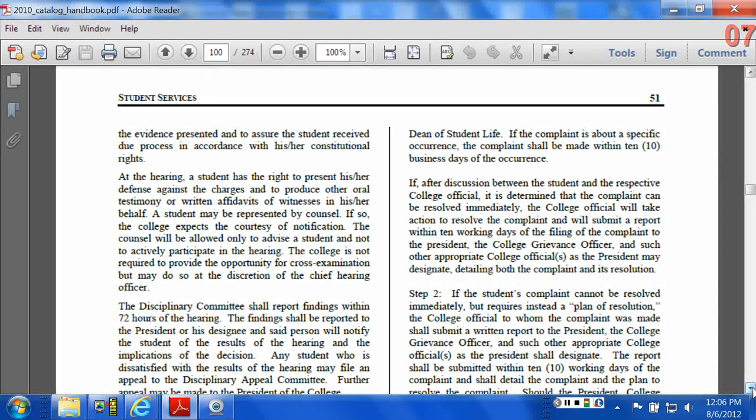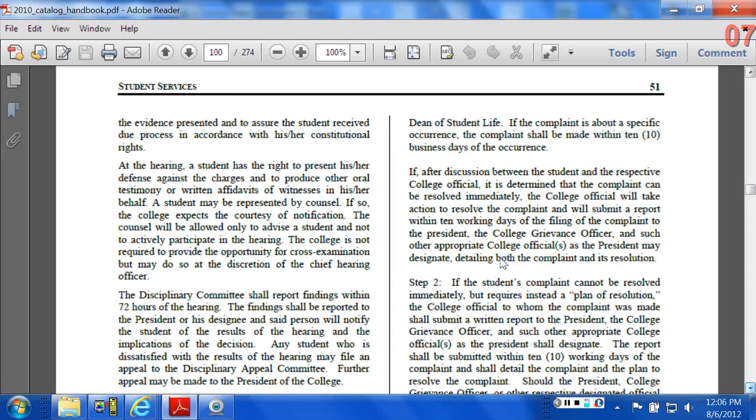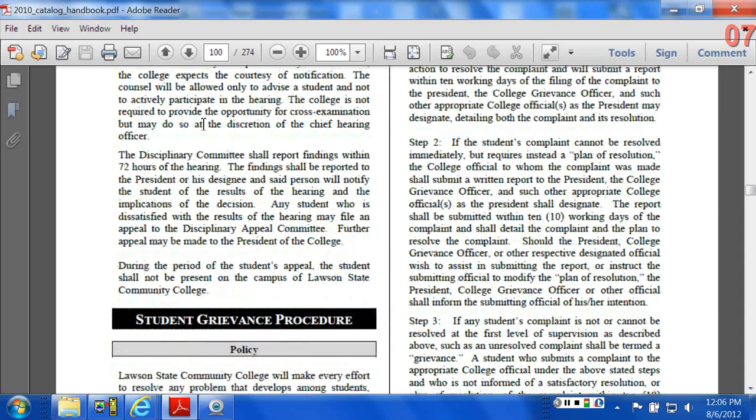The college is not required to provide the opportunity for cross-examination, but may do so at the discretion of the chief hearing officer, that is, the chair of the disciplinary committee. The disciplinary committee will then report its findings to the student within 72 hours of the hearing. The findings shall be reported to the president of the college or his designee, and the said person will notify the student of the results of the hearing and the implications of the decision.